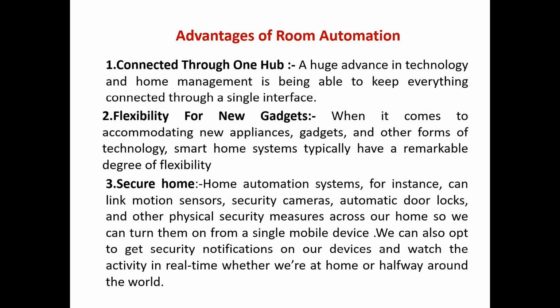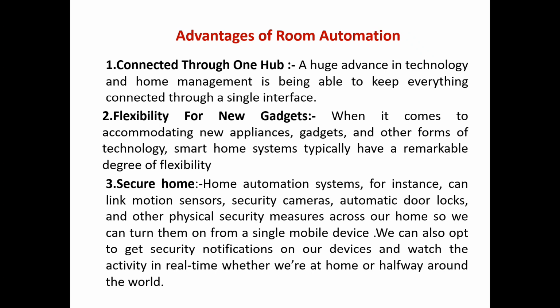Now over to Prajjval. Advantages of home automation connected through one hub. A hub is an advance in technology and home management, being able to keep everything connected through a single interface. Flexibility for new gadgets: when it comes to appliances, gadgets, and other forms of technology, smart home systems typically have a remarkable degree of flexibility.